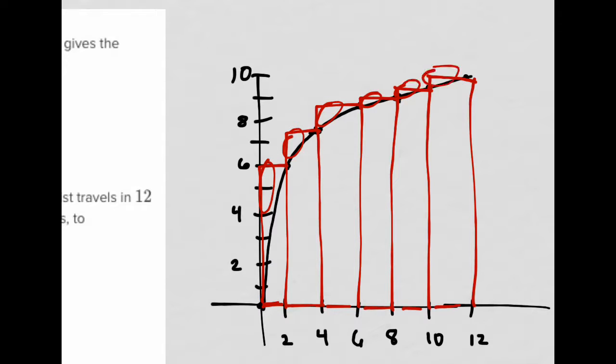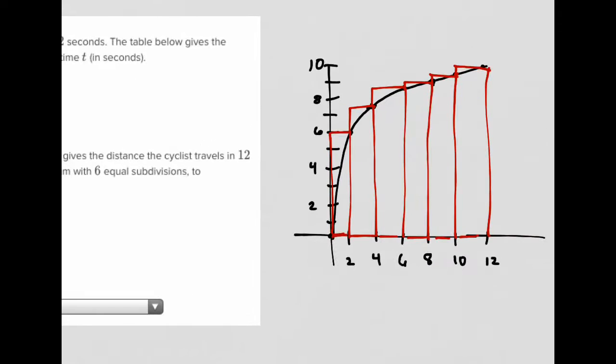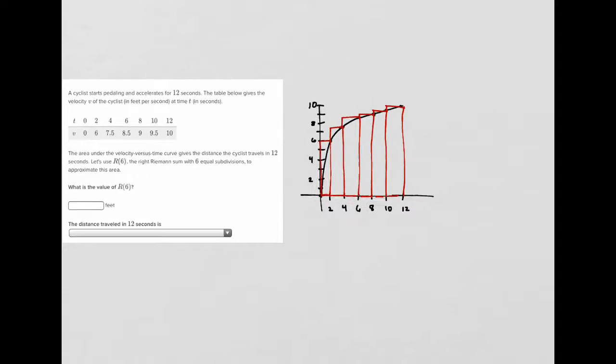This is an overestimate. It's not always the case that the right Riemann sum is an overestimate. We saw that in that first video. But for this particular graph, it is an overestimate because we're counting too much area. If you are confused at all about how to draw this, let me know, and I can make up some examples and show you. All right.